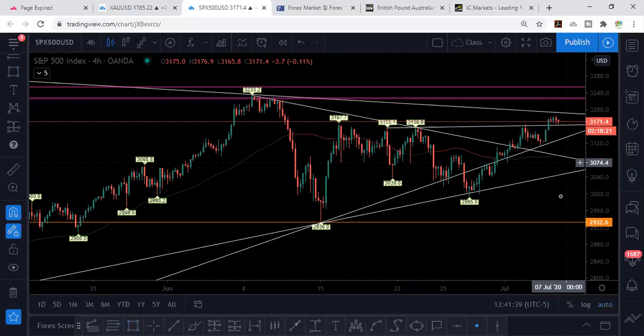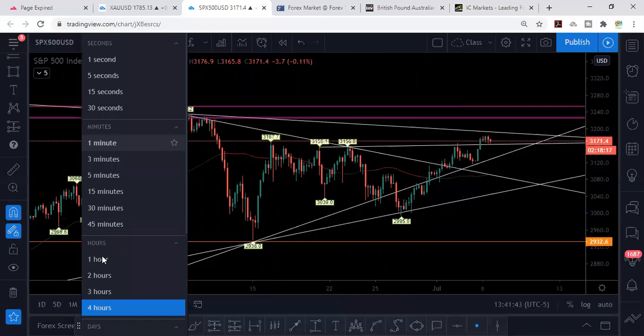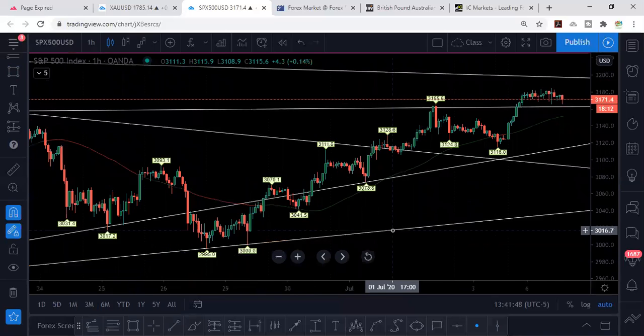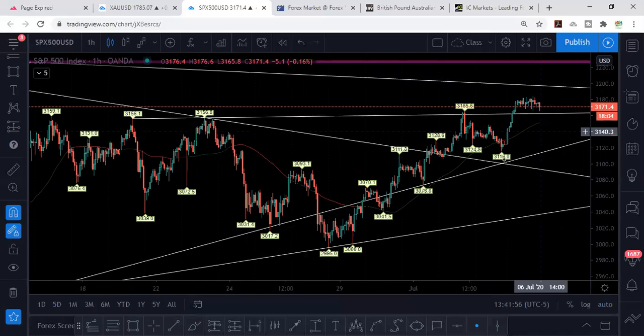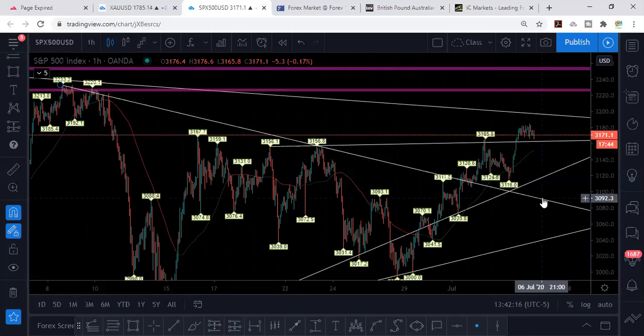So then, basically, 1 hour chart. In 1 hour, we can see it's been trying to test the trend line for a long time. So it touched it here, touched it here, touched it a third time, pulled back a little, and then broke it this time.